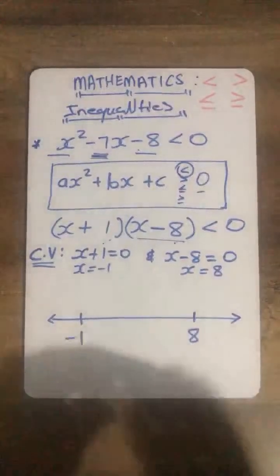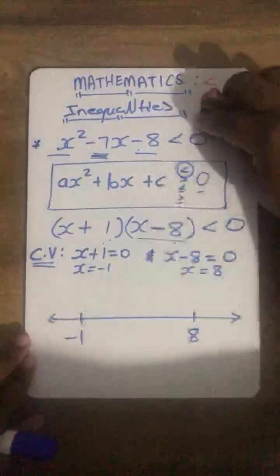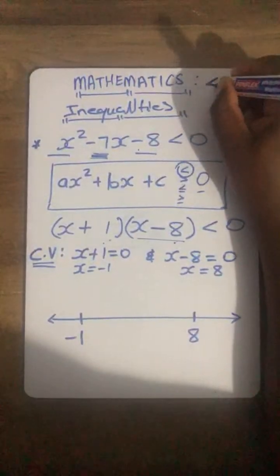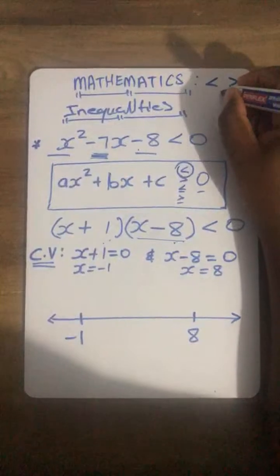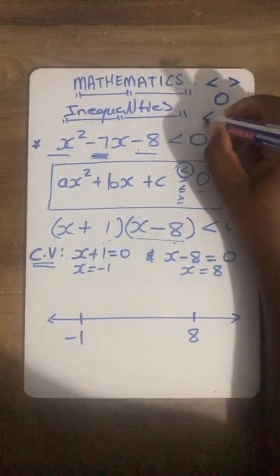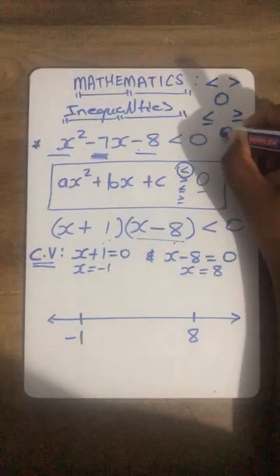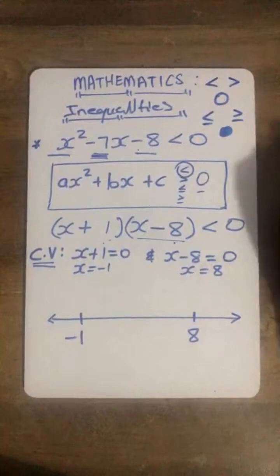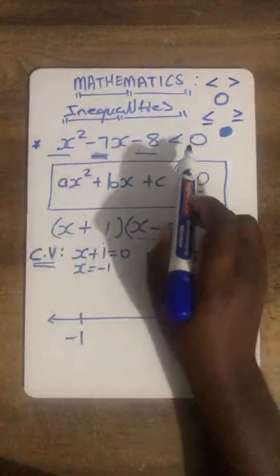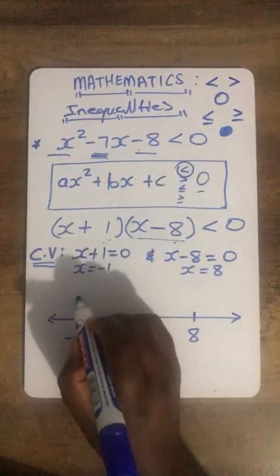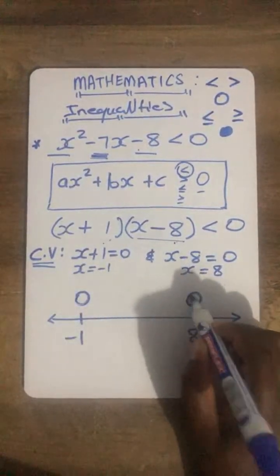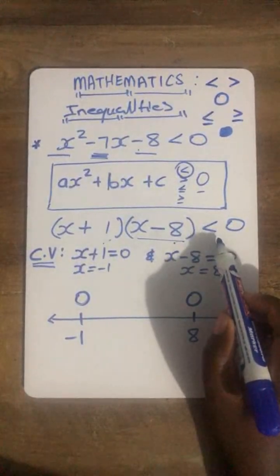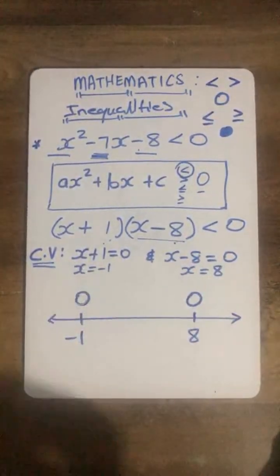Do you guys still remember what I said regarding these inequality signs? I said when you have less than or greater than, you just have a circle. But when you have less than or equal to, greater than or equal to, it's a circle which is shaded. So on this problem, we are having less than, so this is where you put the circles which are not shaded. But if it was less than or equal to, you would have circles which are shaded.